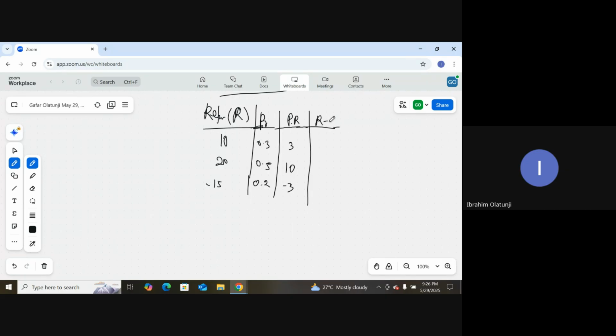Then you move to R minus R bar. Are we there? Hello. Yes. Okay, if you remember, let me ask you this question because you need to follow. What is the next thing to calculate here? R minus R bar. R minus R bar A, because you are dealing with security A, that's why you put in A. So what's going to be your R bar A now?